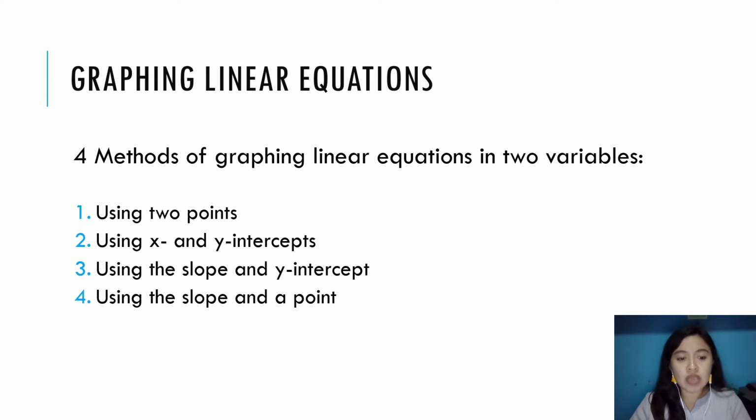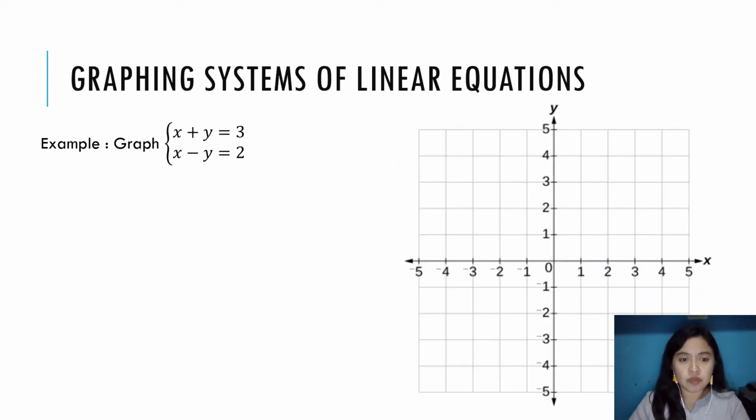And finally, we have using the slope and a point. This method is similar to method number 3. The only difference is that instead of having the y-intercept, you are now using a point. So meaning, the coordinates are given, you plot the point, then use the slope to find the next points that will form a line for that equation.